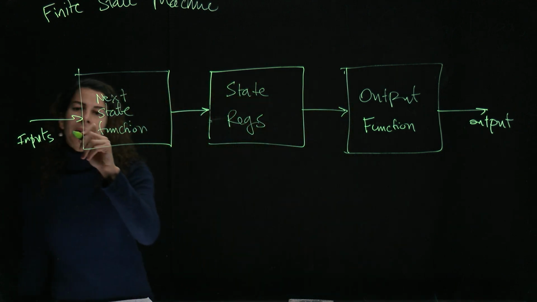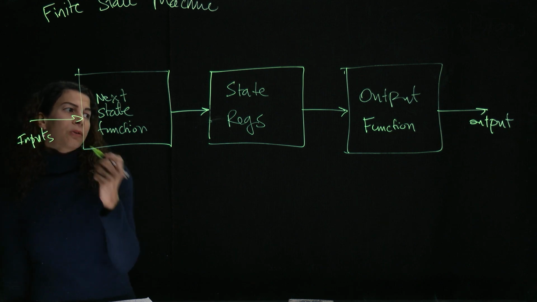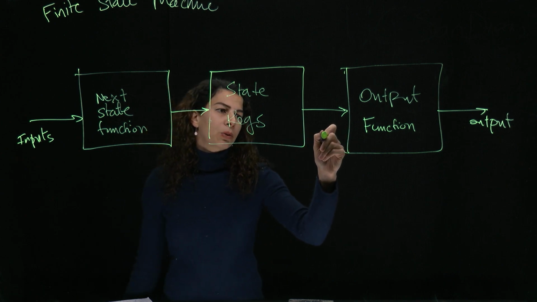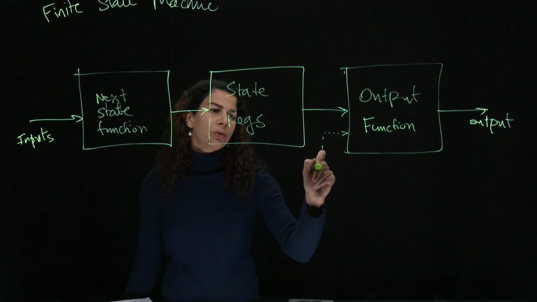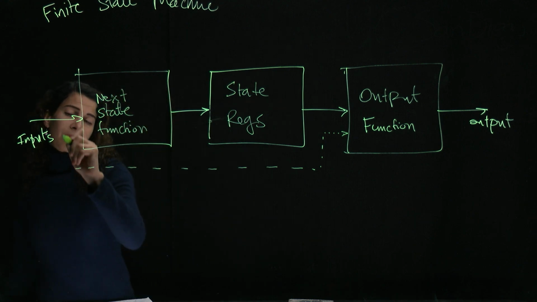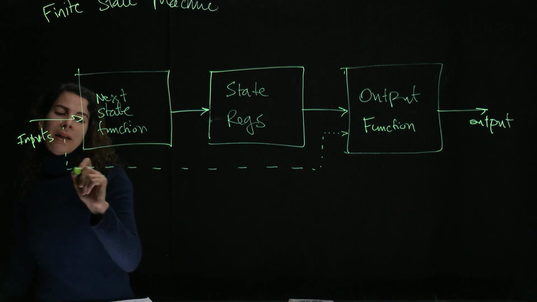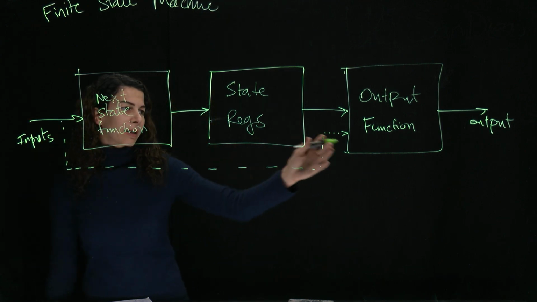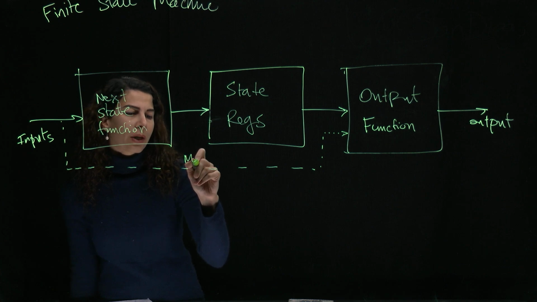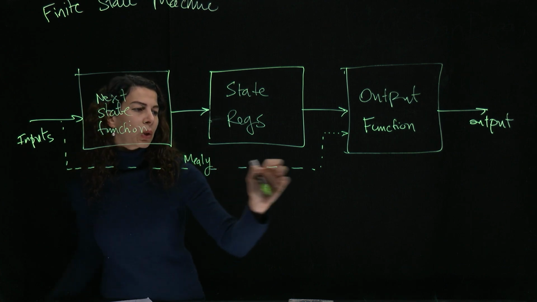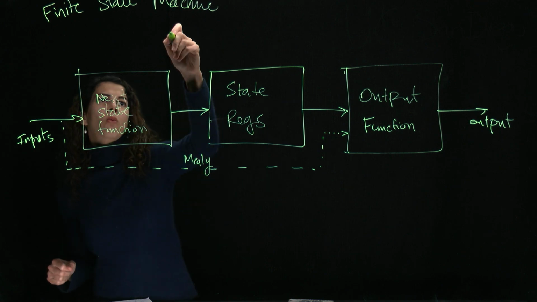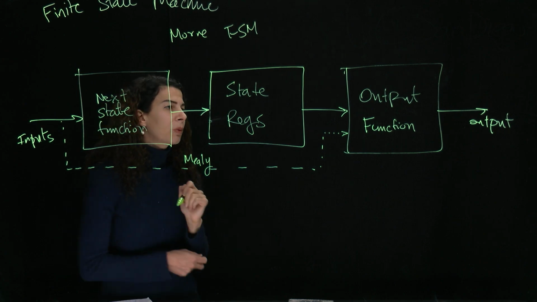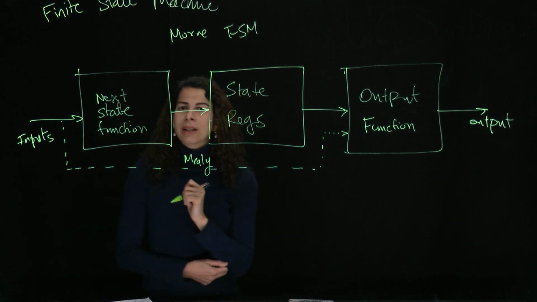Some finite state machines are also designed to have the input go separately and directly to the output function. All designs can be expressed in both ways, but if we do that, we get the input directly to the output function. This is called a Mealy machine, and if we don't have this connection, it is called a Moore finite state machine. We will see the differences in real examples.